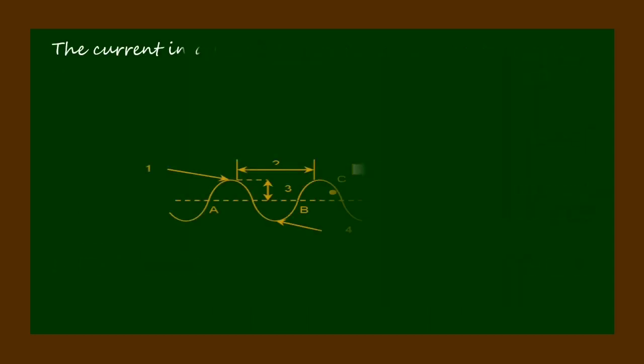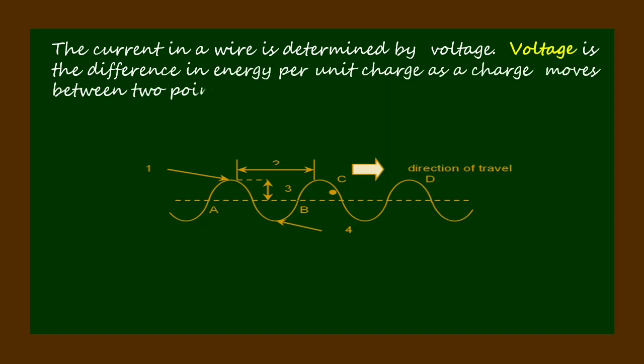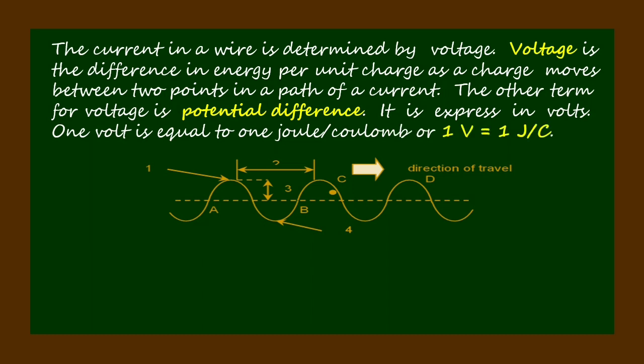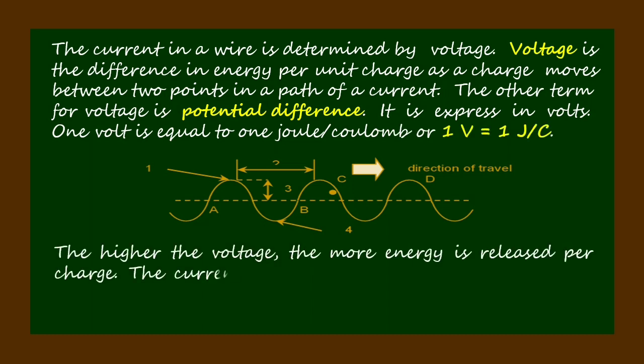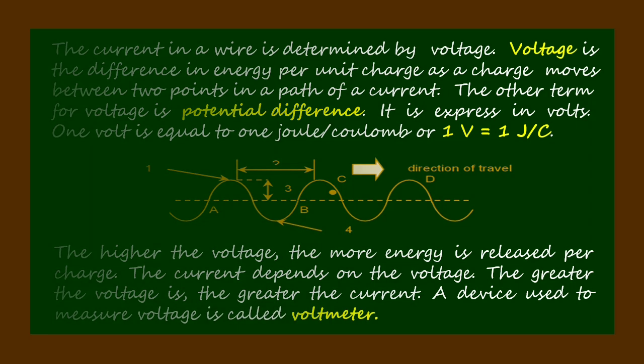The current in a wire is determined by voltage. Voltage is the difference in energy per unit charge as a charge moves between two points in a path of a current. The other term for voltage is potential difference. It is expressed in volts. 1 volt is equal to 1 joule per coulomb. The higher the voltage, the more energy is released per charge. The current depends on the voltage. The greater the voltage is, the greater the current. A device used to measure voltage is called a voltmeter.